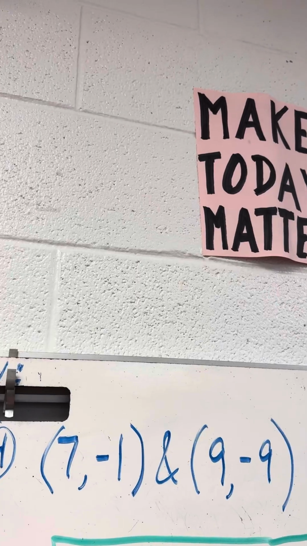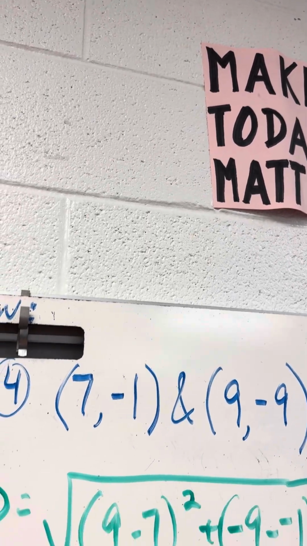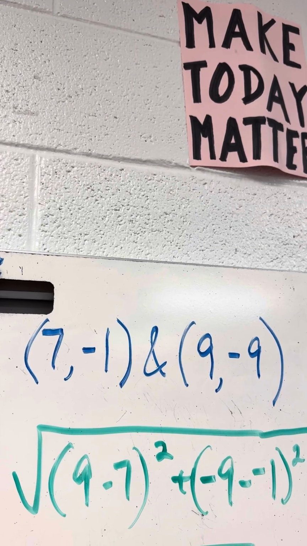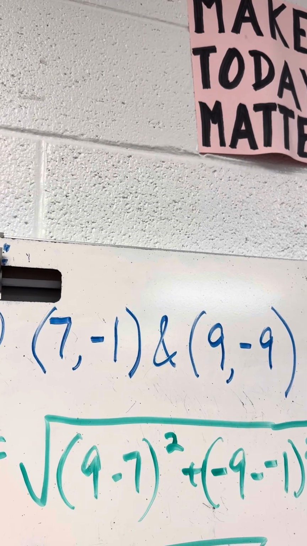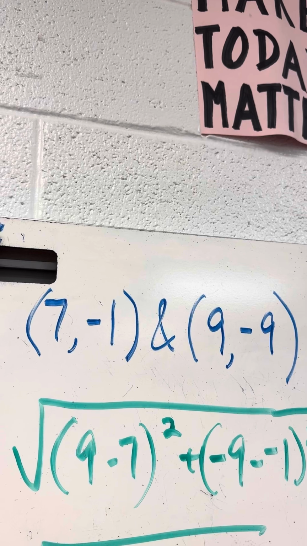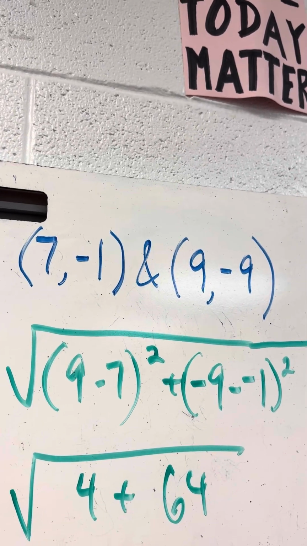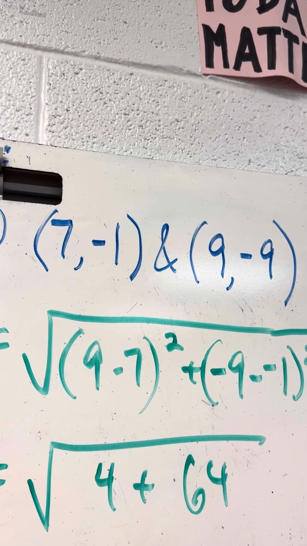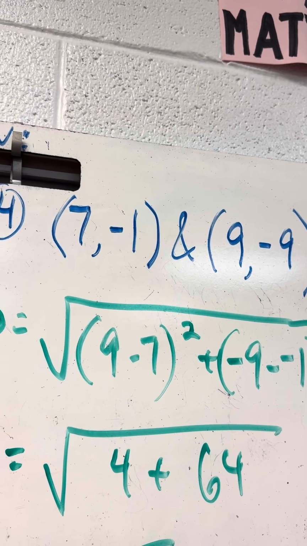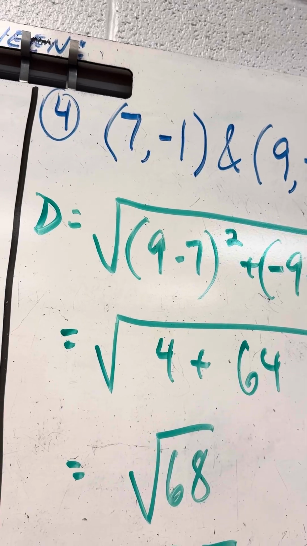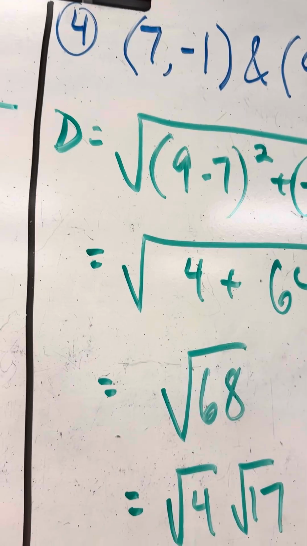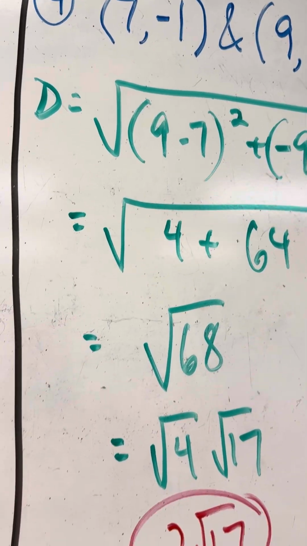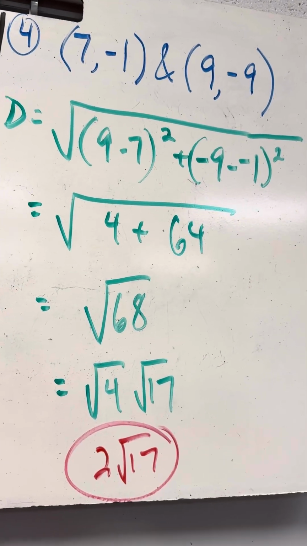7, negative 1, and 9, negative 9. We're going to do square root of 9 minus 7 squared and negative 9 minus negative 1 squared. You're going to get 9 minus 7 is 2. 2 squared is 4. Negative 9 minus negative 1 is negative 8. Negative 8 times negative 8 is positive 64. 4 plus 64 is 68. 4 goes into 68 17 times. Square root of 4 is 2. So your answer is 2 square root of 17.